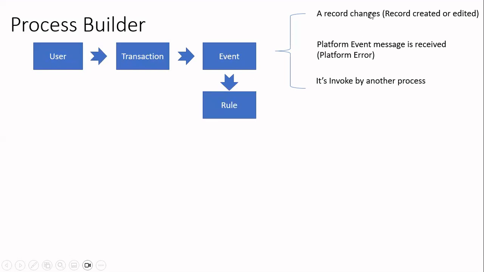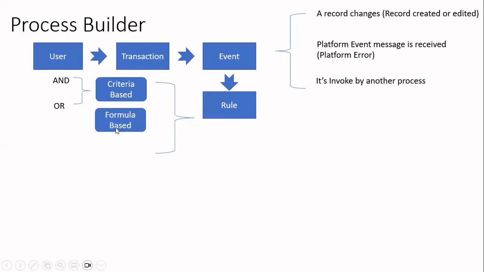Whenever this event occurs, we need to check a rule, and this rule is of three types. One is criteria based, where we assign a criteria. This criteria can be assigned in multiple ways, so we can assign multiple criteria on the same rule. These multiple criteria are connected either with the AND operation or the OR operation. So multiple criteria are set as a rule, and they are connected with the AND or OR.